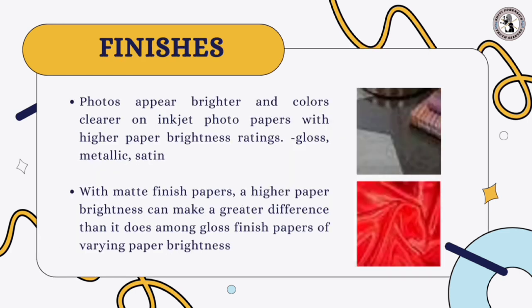The finishes. So the photo appears brighter and colored clearly on inkjet photo paper with a higher paper brightness rating: glossy, metallic, satin. So different types of paper will have different types of finishing, and based on the finishing, a higher paper brightness can make a greater difference, whether it is matte or glossy or various types of brightness. So brightness will be determining the finishing of that paper.